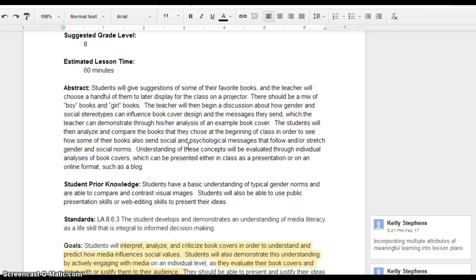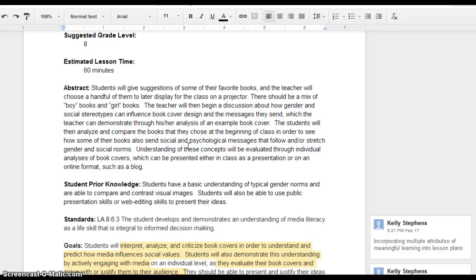On top of that, the teacher will lead a discussion centering around gender and social stereotypes, and she'll encourage the students to talk about how these stereotypes could influence a book cover design. And furthermore, how books have the potential to either stretch or reinforce social norms. To lead a discussion on this, the teacher will use an example of a book cover that they have. I would suggest using a young adult book, something that the students would be familiar with and keep them engaged.